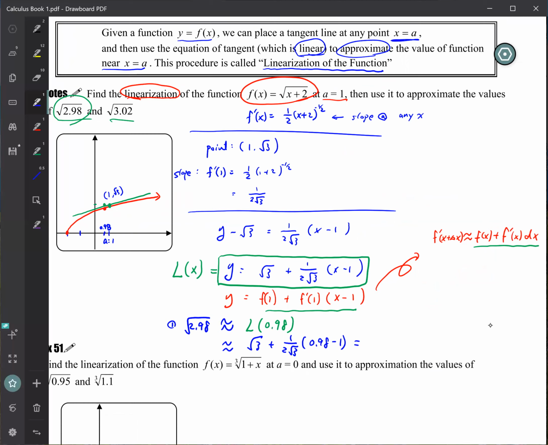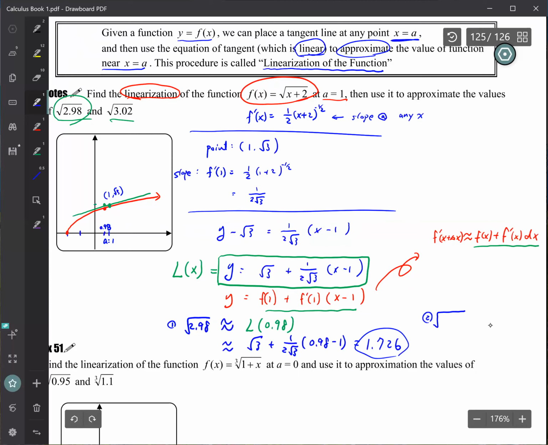Okay, Carrie, what do you have? I got 1.726. Okay. Jeffy, do you have the same? Yep, same thing. So 1.726 should be bigger than the actual answer, because we're doing overestimating here. Okay, what about the other one?